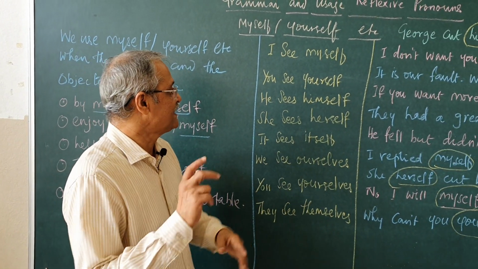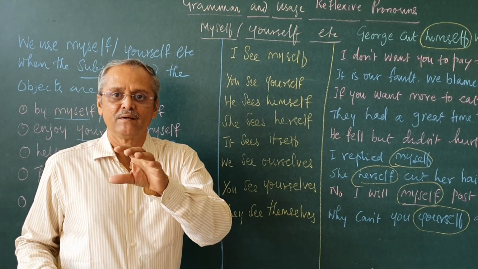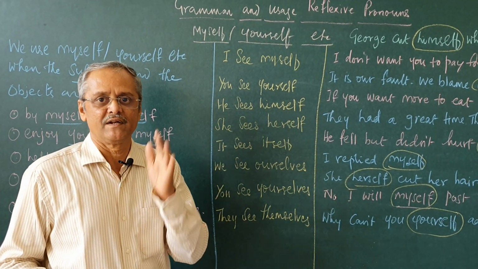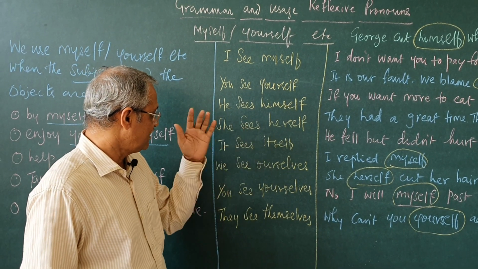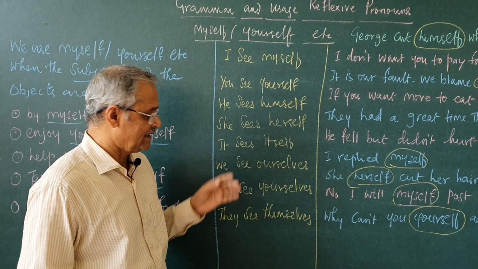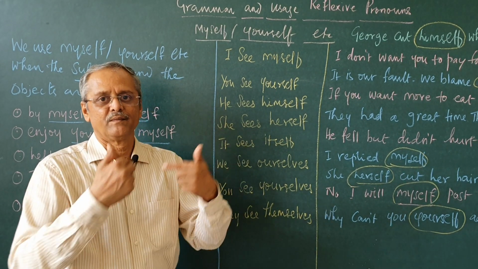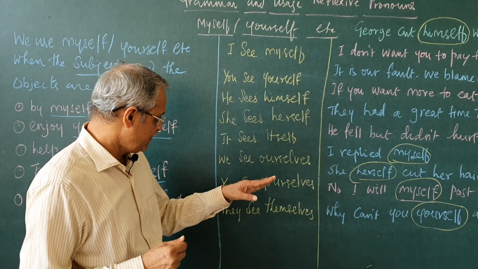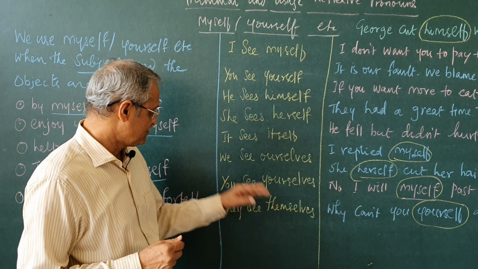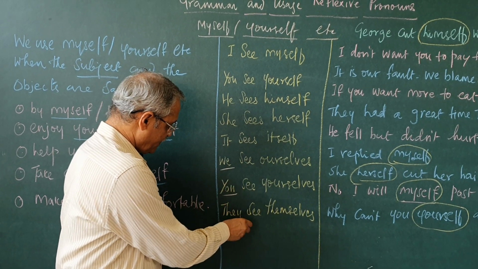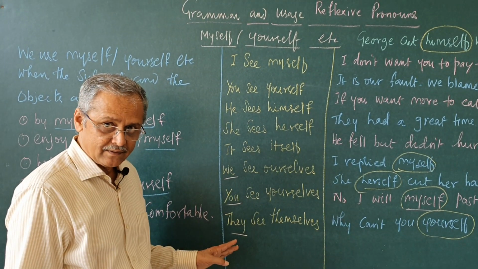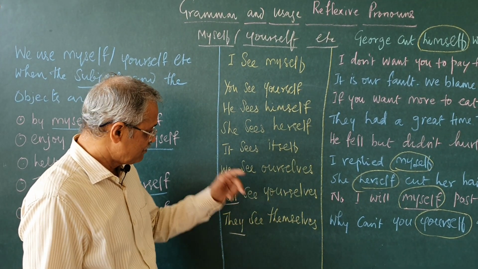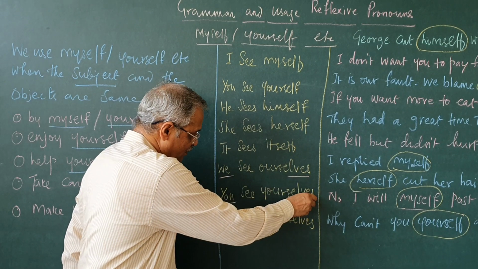Then some more usages. I see myself in my mother. You see yourself. He sees himself always. She sees herself. It sees itself. The cat sees itself in the mirror. We see ourselves. You see yourselves. They see themselves. So, this we, you, they, you observe they are plural subjects. So, in the plural it becomes ourselves, yourselves, themselves. See the spelling also, how it should come.